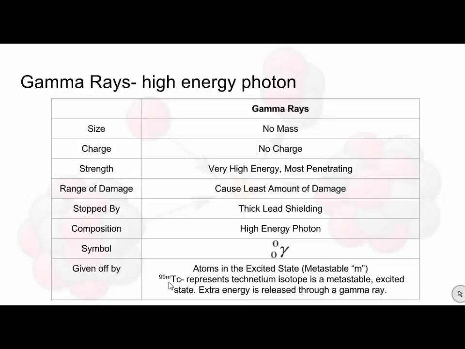So in order for it to come back to a more stable state and a more stable energy, it has to give off that extra energy. So you let the kid run around and burn off that energy. For an atom that's in an excited state, indicated by that M, the metastable state, to give off that extra energy, it gives off a gamma ray.